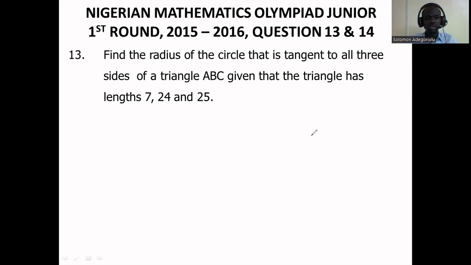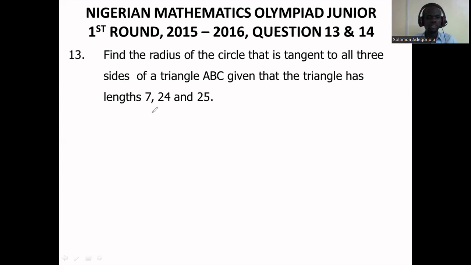The first question, which is question 13, says: find the radius of the circle that is tangent to all three sides of a triangle ABC, given that the triangle has lengths 7, 24, and 25. I repeat, find the radius of the circle that is tangent to all three sides of a triangle ABC, given that the triangle has lengths 7, 24, and 25.